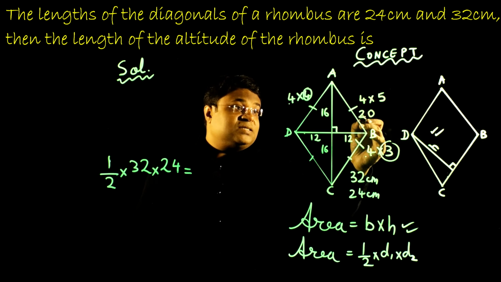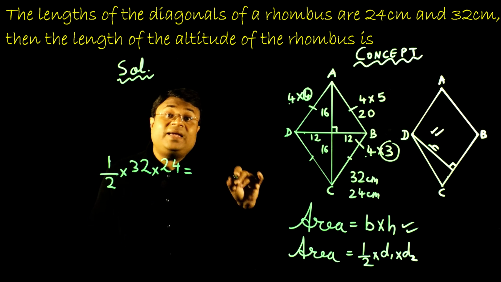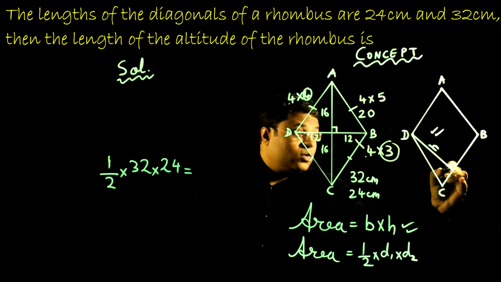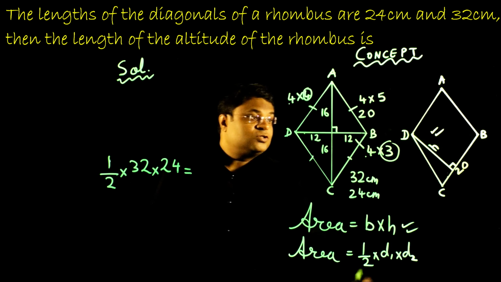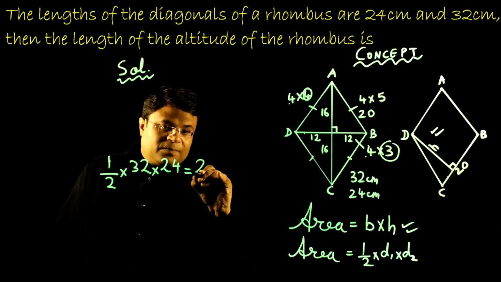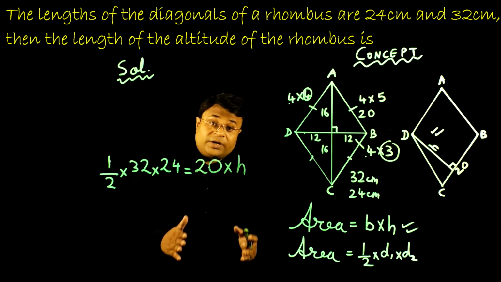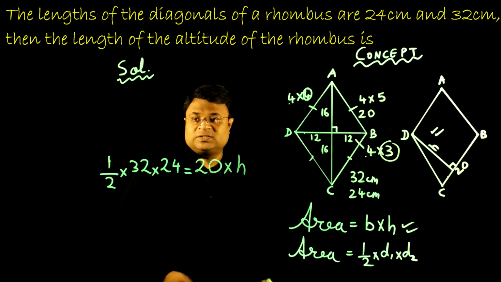Now we have got the base. This side AB is 20, so in a rhombus all the sides would be 20. So what would be this side? This is also going to be 20. The area of a rhombus is base into height. We know the base is 20, and the altitude is the height of the rhombus.